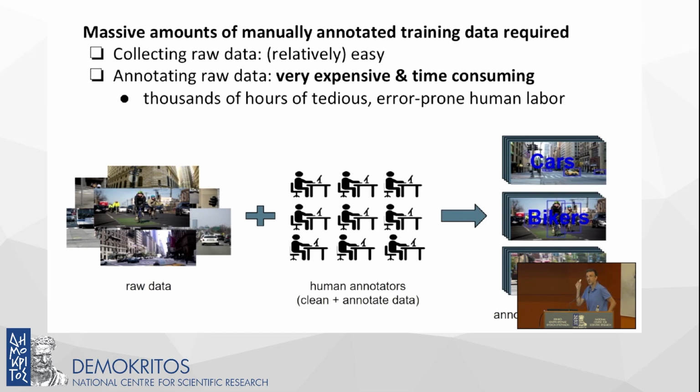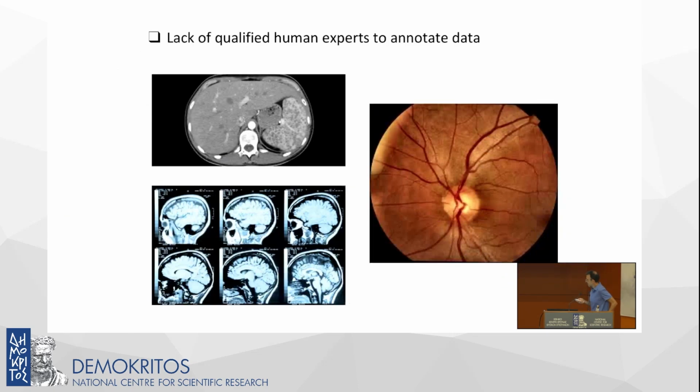Let alone if you want to provide more detailed information, like in the case of semantic segmentation, where you want to provide pixel-level information, this can be even more challenging. Okay? And in fact, there can be application areas or domains where this is even more difficult, like in the case of medical imaging, where in order to do annotation, you need to be a doctor. You need to be a qualified human expert to provide the annotation. So this is even more challenging.